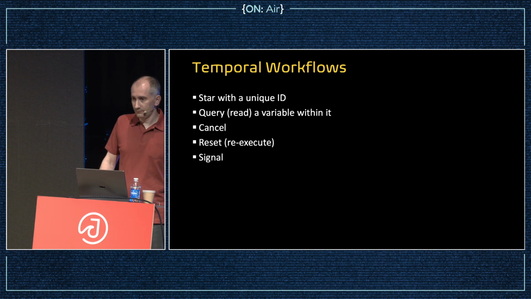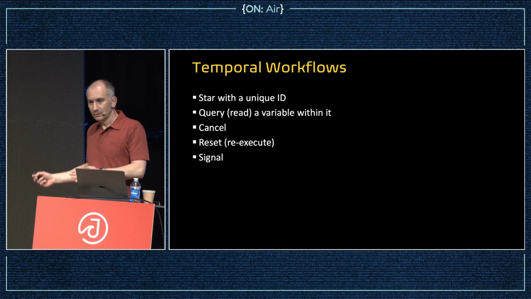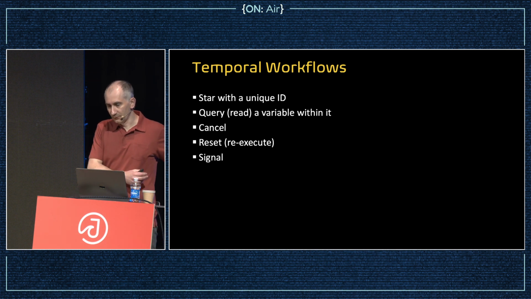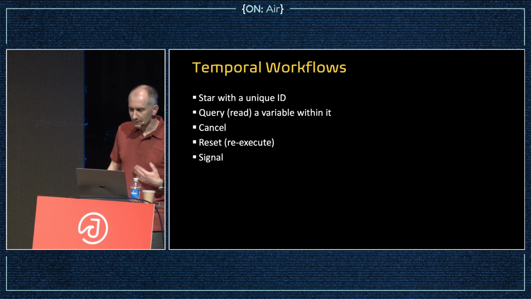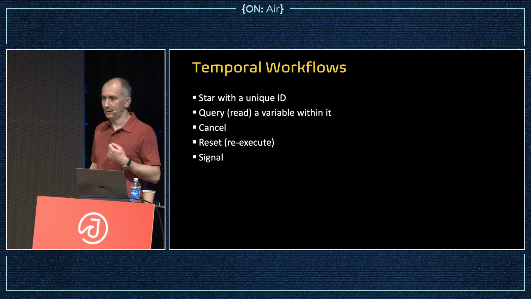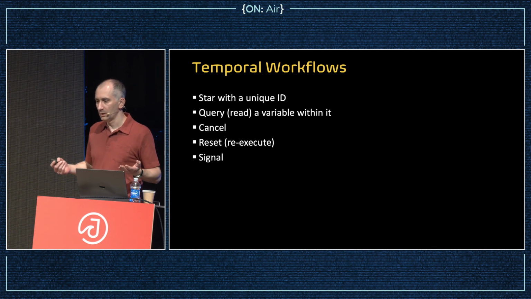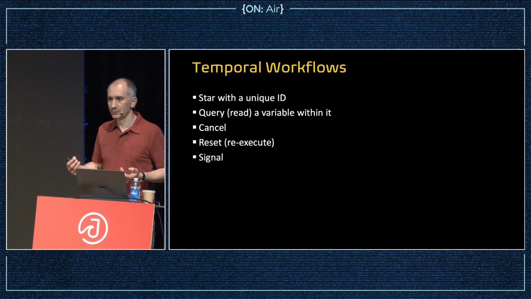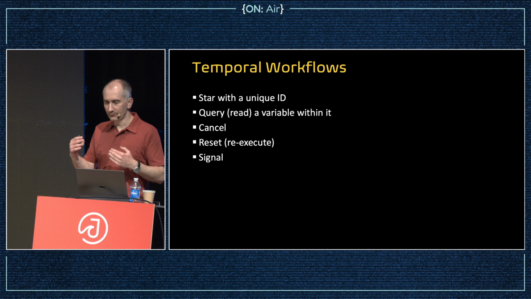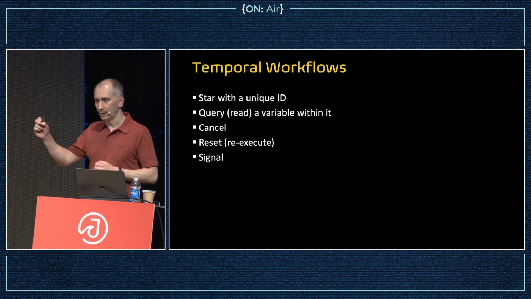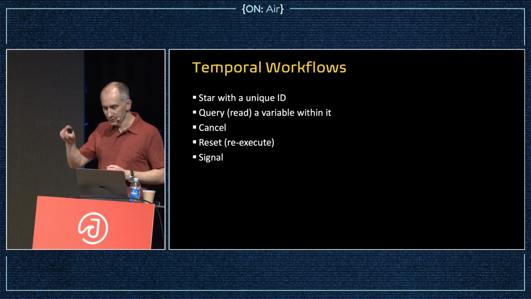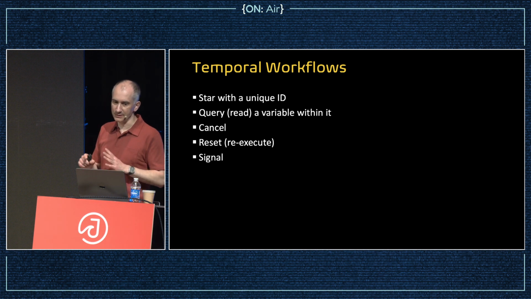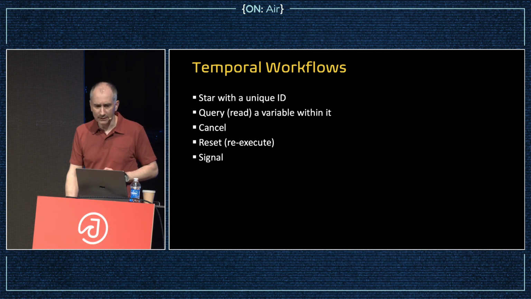You can cancel, of course, if you decided that that operation is not needed anymore. You can replay the workflow, reset it from the beginning to say, okay, I want to rerun it because of a bug in the code. You can send a message, which is called a signal. For example, it's used for scenarios where you want a human in the loop. Like you have a wire transfer, and if it's over X amount of money, you want to ask a manager for approval, and that human pushes the button, and that sends the signal to the workflow, saying, okay, this is approved, we can continue.